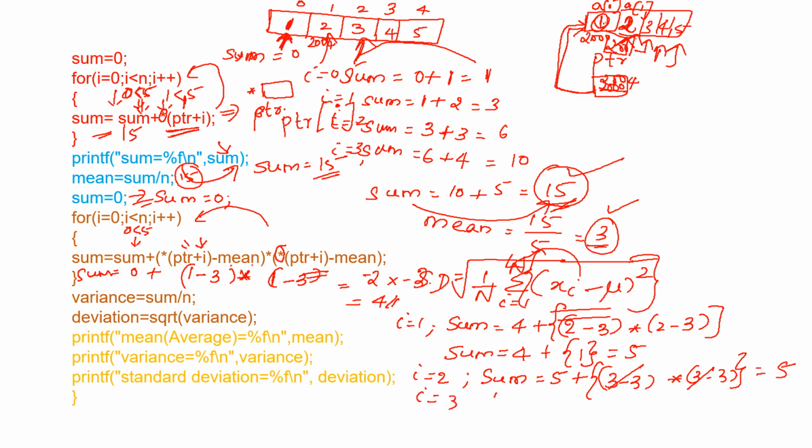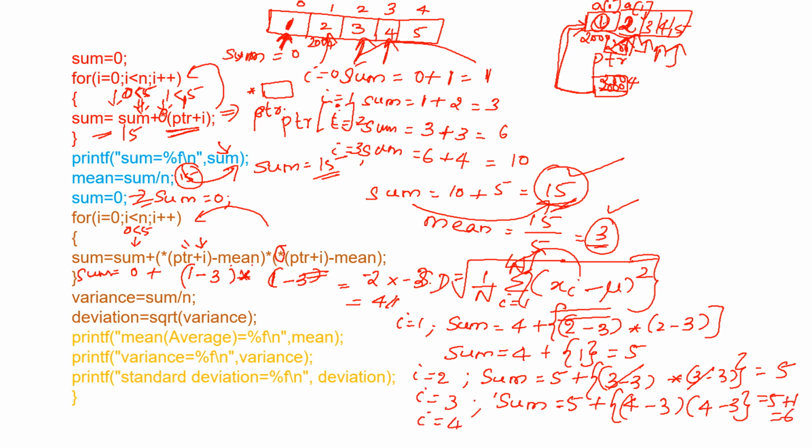Now when i is equal to 3, again i will be incremented, right? So sum is equal to sum plus, that is 5 plus, the pointer will be shifting to the next element. i has incremented now. So the element is equal to 4. 4 minus 3 into 4 minus 3, right? So 4 minus 3 you will be getting 1. So what will be the value? 5 plus 1. Now sum is equal to 6.